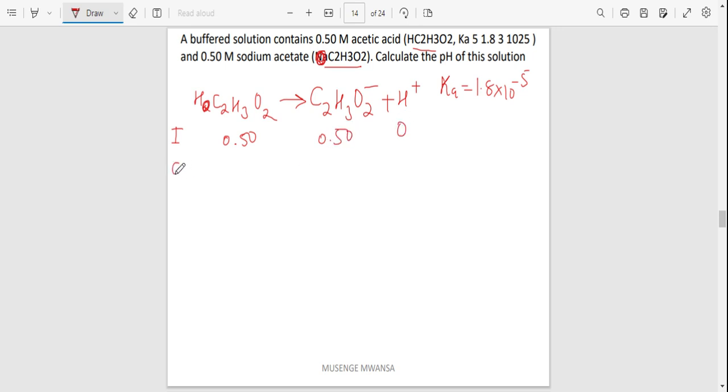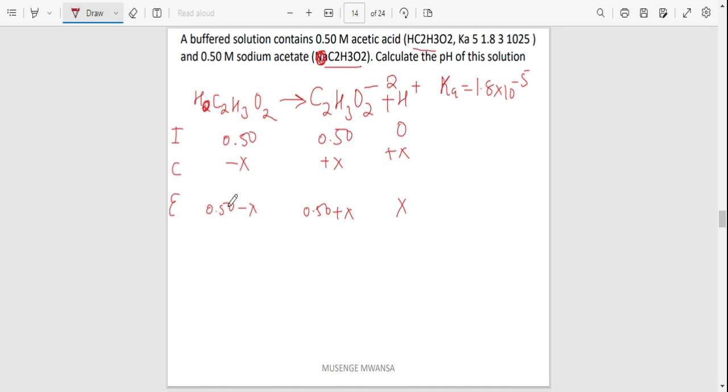And then there shall be a certain change, because as the reaction is happening, reactants are converted to products. So this is going to change by negative x, negative because it is reducing, while the concentration of these two are going to increase by x. If there was a 2 here, I would say the concentration would increase by 2x. And then at equilibrium, the acid is going to be the initial minus that change, the base is the initial plus that change, and the hydrogen is just going to be x.